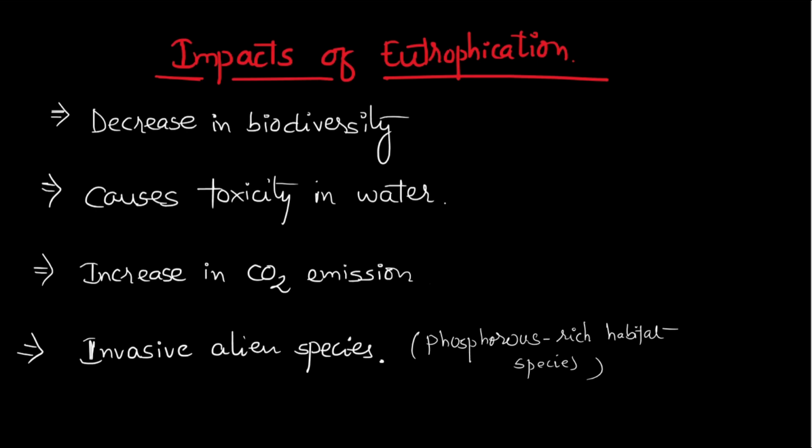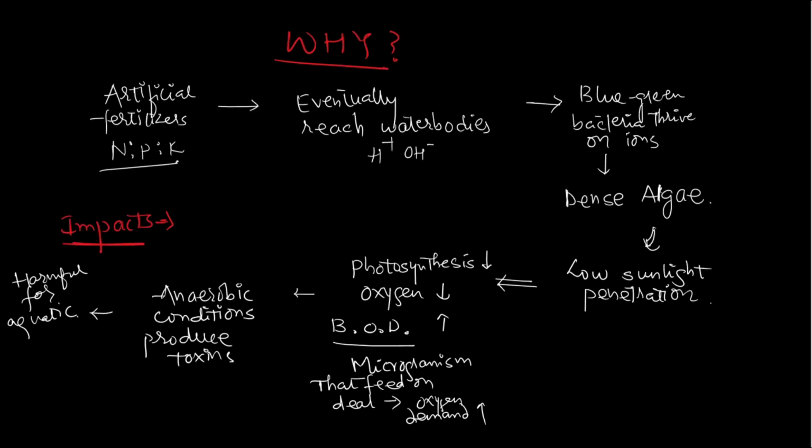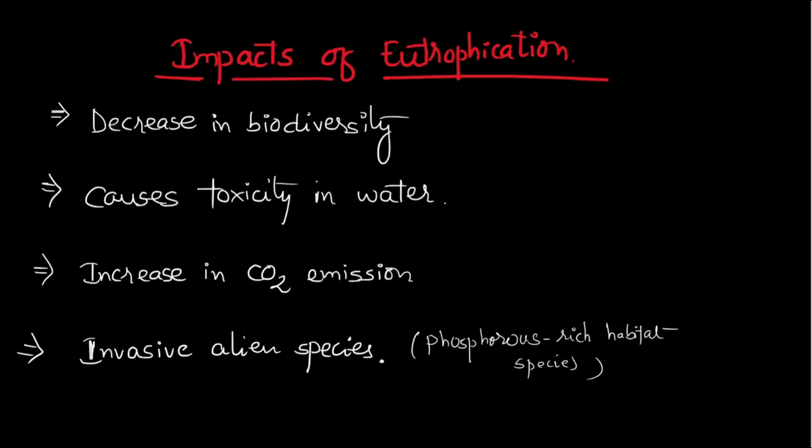Next, it causes toxicity in water. In the previous slide itself we saw that there are anaerobic conditions. Anaerobic means a less amount of oxygen, and a less amount of oxygen produces toxins. Those toxins are harmful for the aquatic species. So the impact of eutrophication is also that it causes toxicity in water.